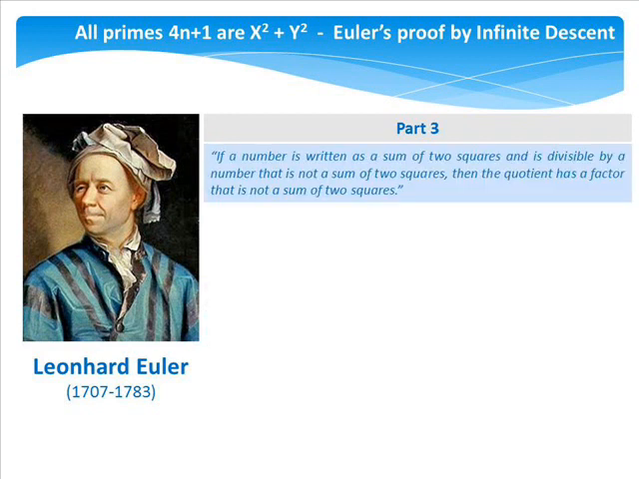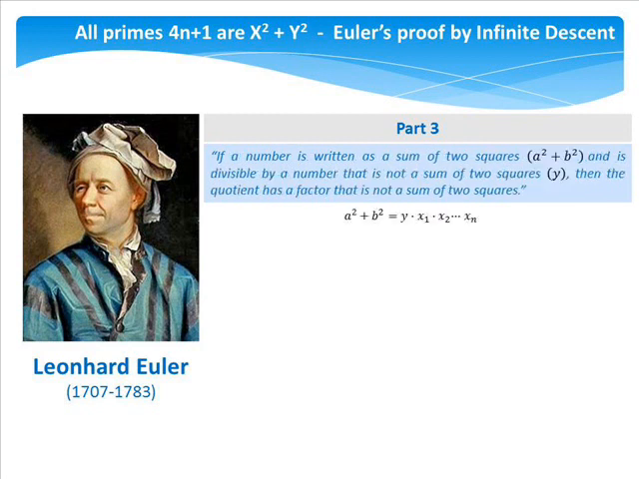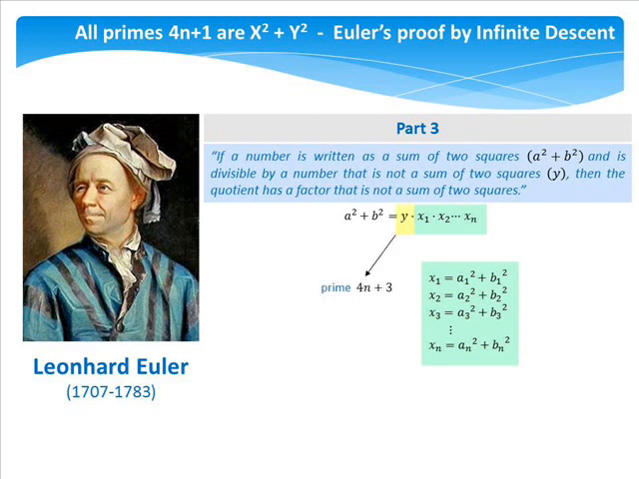If a number is written as a sum of two squares and is divisible by a number that is not a sum of two squares, then the quotient has a factor that is not a sum of two squares. Consider the sum of two squares, a squared plus b squared, with prime factors x sub 1, x sub 2, etc., and y. We assume that all x sub k factors are sums of two squares, while y is not, that it is a prime of the form 4n plus 3.